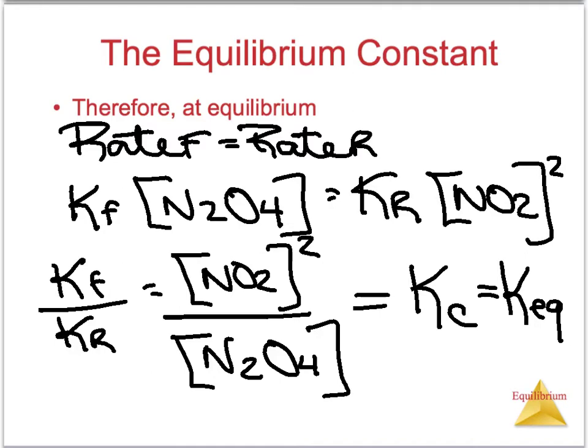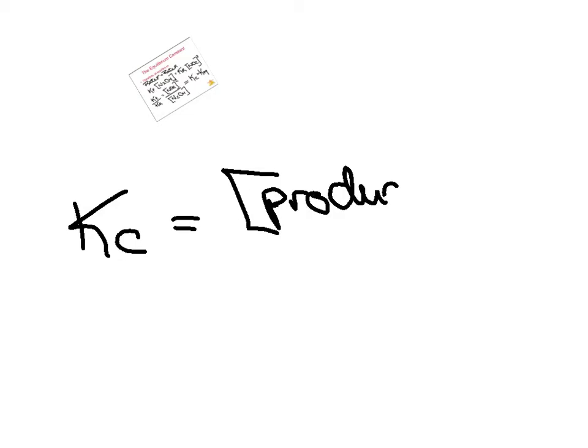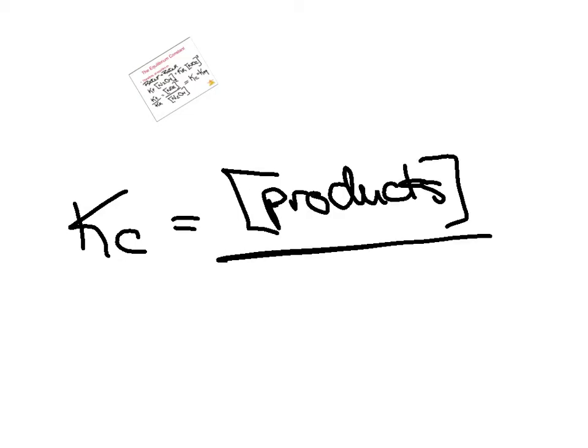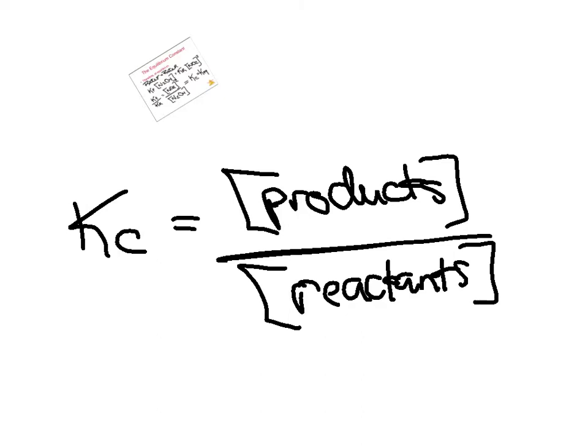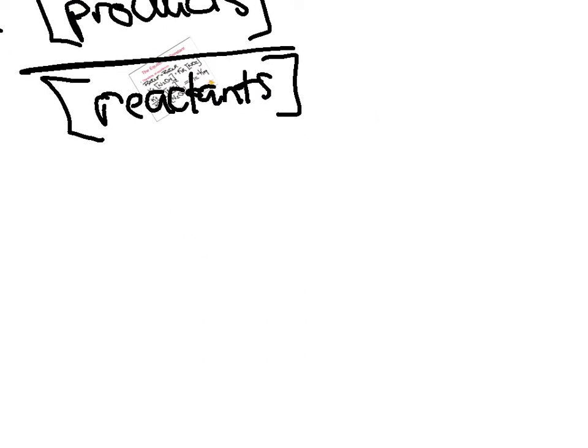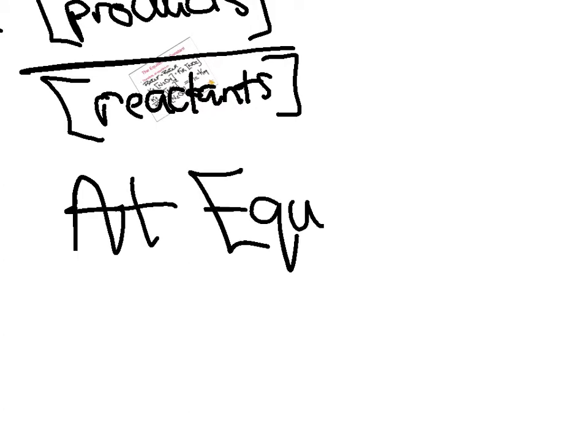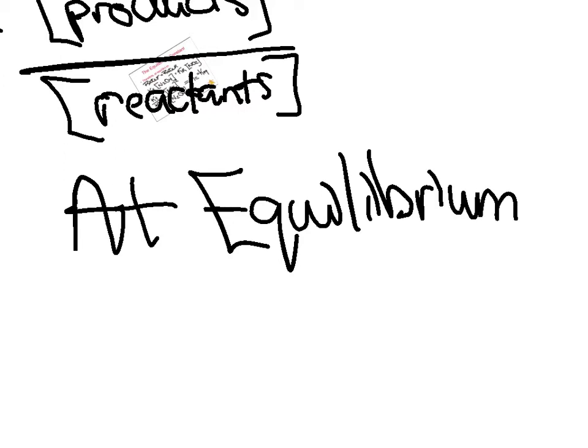Now, one thing you should notice about this is that the equilibrium constant, Kc, is the concentration of the products over the concentration of the reactants. And all of this is always at equilibrium. So when you put these concentrations in, they have to be at equilibrium.